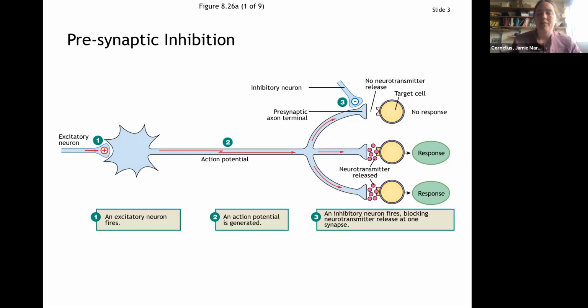So this is a different type of control. I won't say it's necessarily finer. That depends on what the neurons are all connecting to. But it's another way that a neuron can control or change connectivity and excitement at these different synapses.